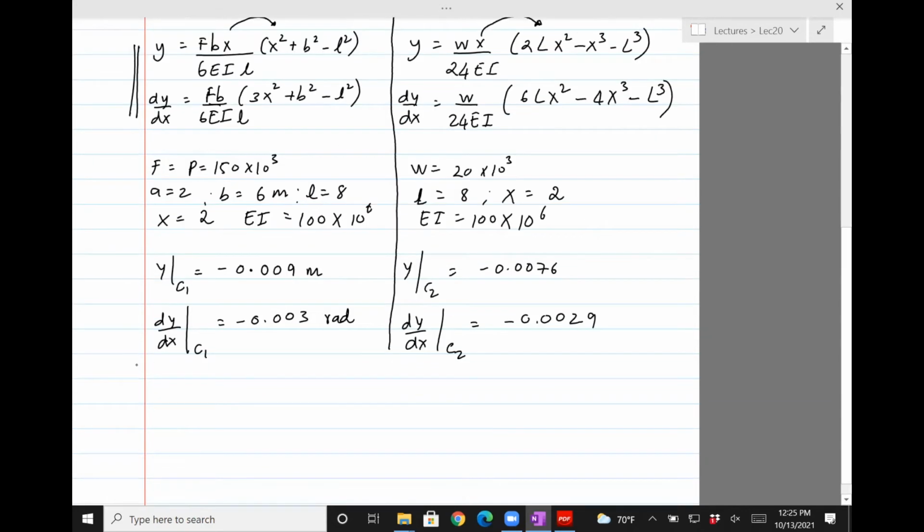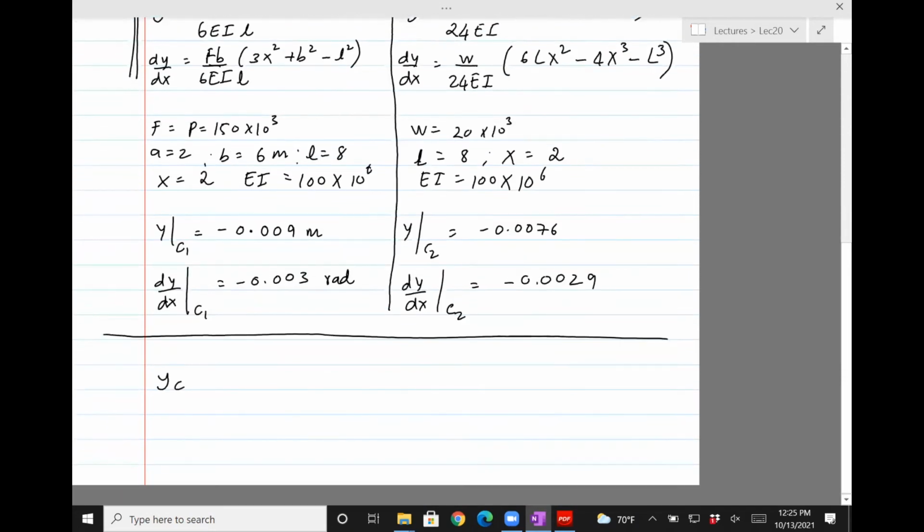Okay, so the final step is to find the combined deflection at C. So Y at C will be YC1 plus YC2. So I just take YC1 and YC2 and sum them up. It comes out to be minus 0.0166 meters, which is equal to minus 16.6 millimeters. Yeah, you wouldn't expect the deflection to be too much, right? It's about 1.6 centimeters, very tiny.